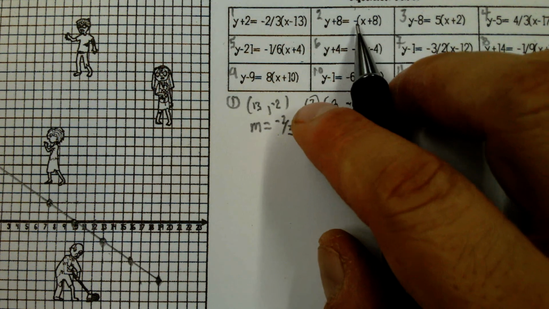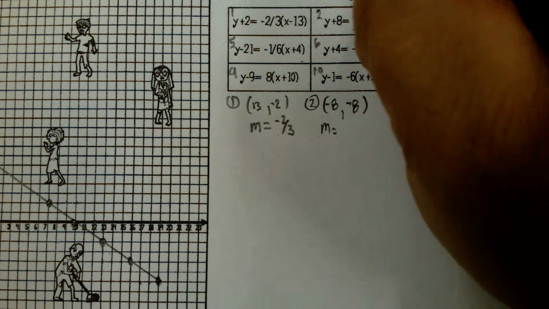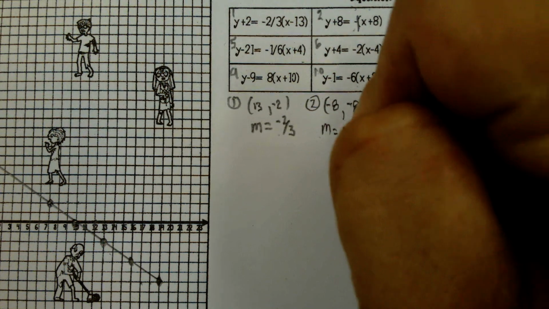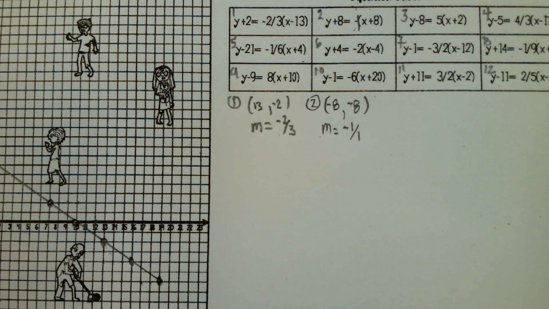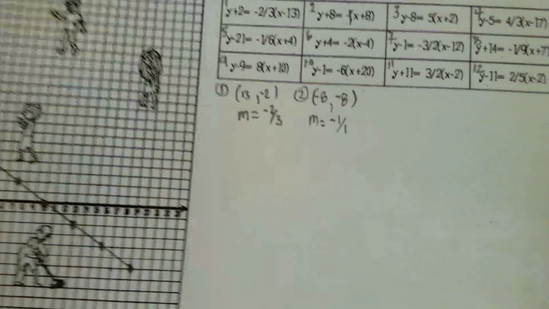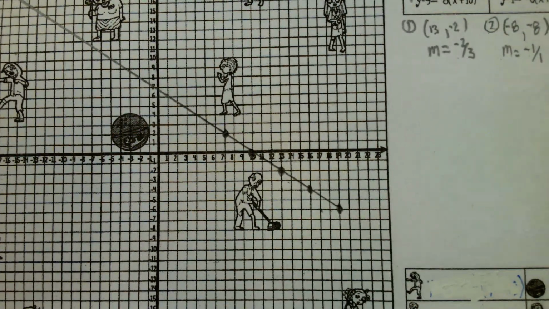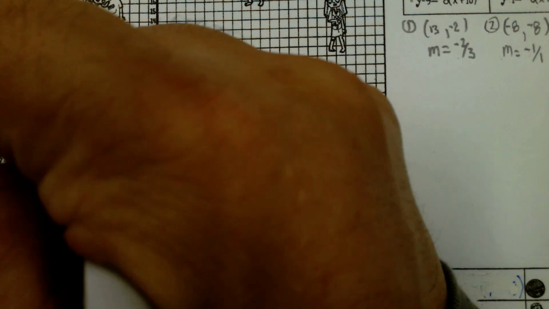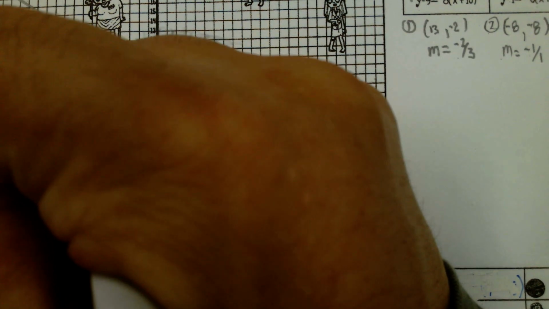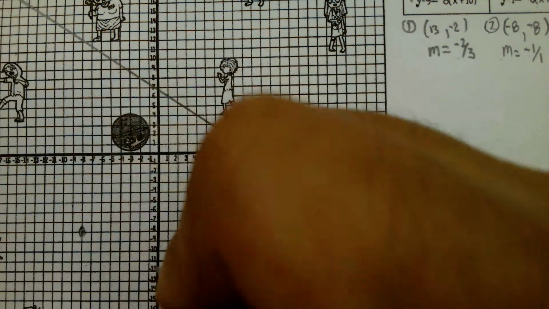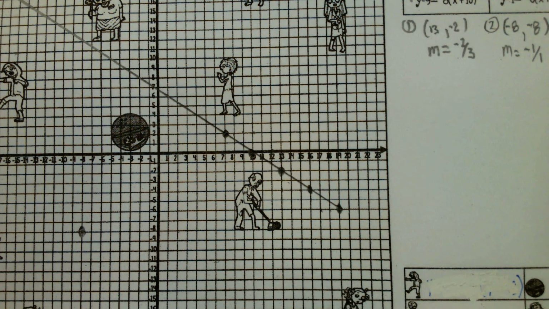Well, what's in front of that? It's not blank. It's got a negative. Negative 1 over 1. If it was completely blank, we would say 1 over 1. Negative 1 over 1. Okay. So let's look for negative 8, negative 8. So it's 8 to the left and 8 down. Okay. Negative 8, negative 8. And then we're going to go down 1 and to the right 1.